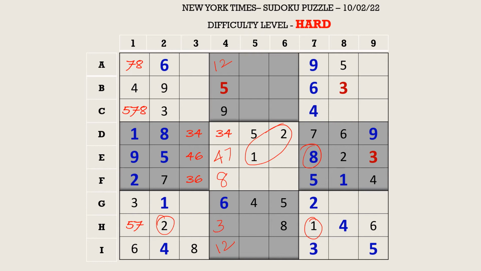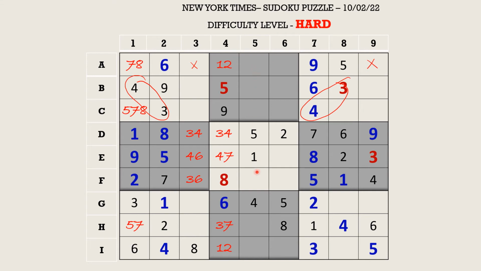Three, 7 can go here. So H4, E4 and D4 act as a 3, 4, 7 triplet. In block 1 there is a 3, 4 pair which blocks this cell. In block 3 there is a 3, 4 pair which blocks this cell. So in A row these are the only 2 cells where we can have 3 and 4.